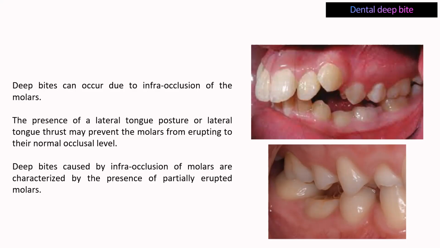If your posteriors have erupted well and your anteriors are aligned well, at the same level, there won't be any deep bite. But if your anteriors are at a normal level and there are no posteriors to occlude, then there will definitely be deep bite. The deep bite caused by infra-occlusion of molars is characterized by the presence of partially erupted molars.